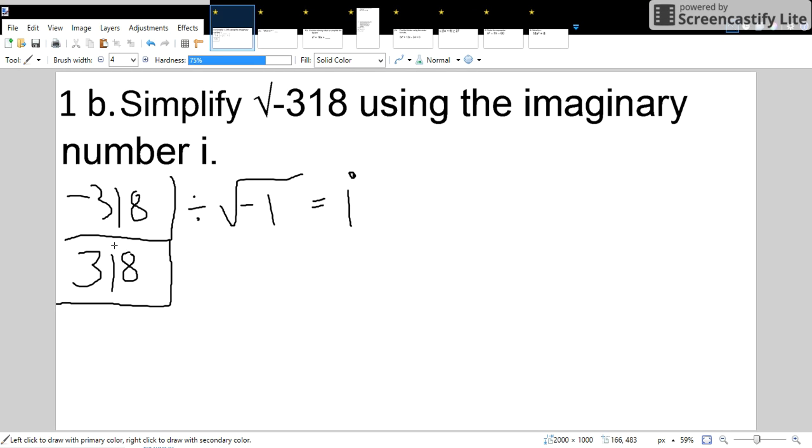Now 318 actually does not have any perfect squares in it because it is 53 times 2 times 3. And so that would be your leftover radical number. So your answer would just be i square root of 318.